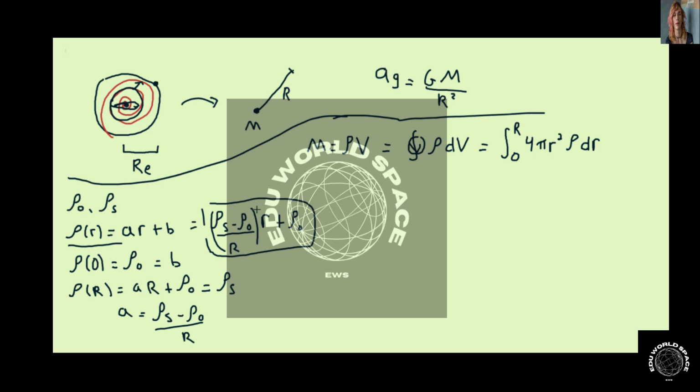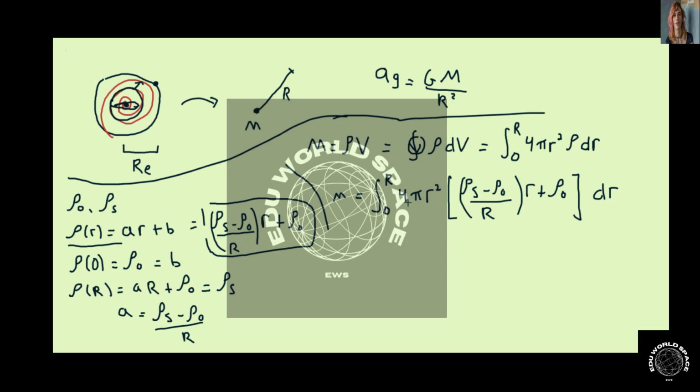And so now we want to plug that into our integral, and then we'll be able to evaluate our integral and find the mass. So looking at this integral now, we will have 0 to R. So this is what our mass is going to be. 4 pi little r squared. This whole thing is multiplied by our density, so rho s minus rho naught over the radius, and then this is times r, and plus rho naught. And we integrate this whole thing with respect to r.